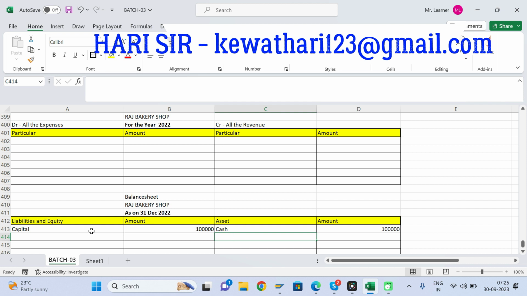Both are balance sheet line items. Cash is your asset, I put it in the asset side. Capital is your liabilities, I put it in the liabilities side. Anybody has any doubt in the first transaction? Why am I putting it in the balance sheet? Anybody has any doubt? No?